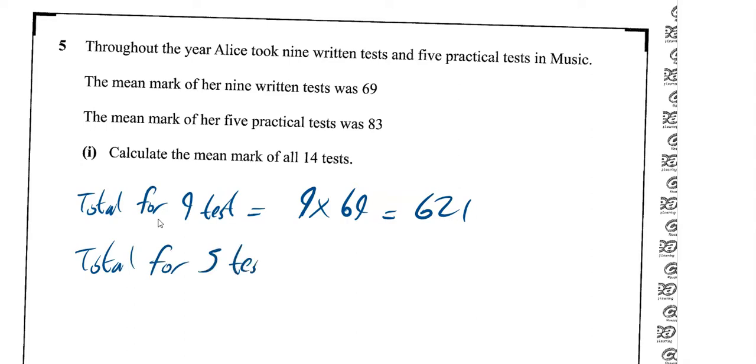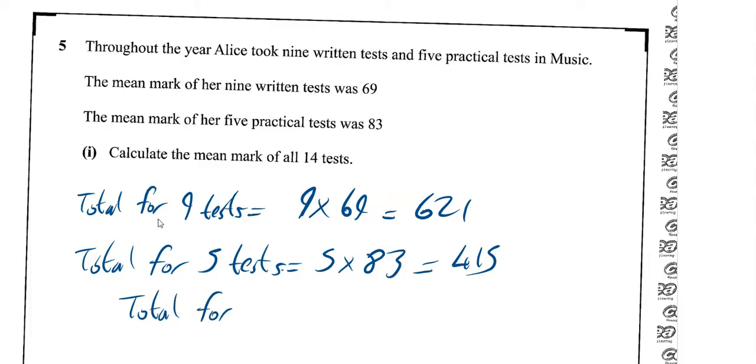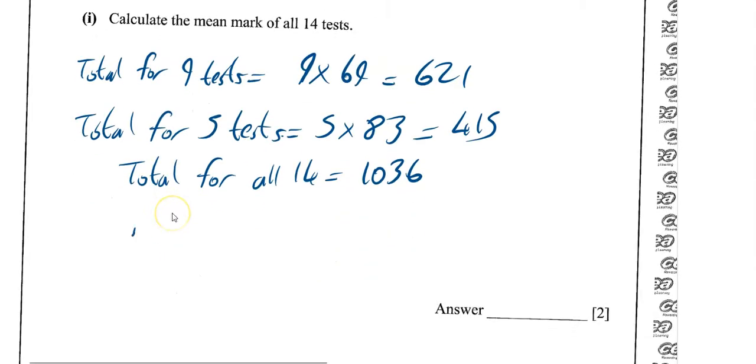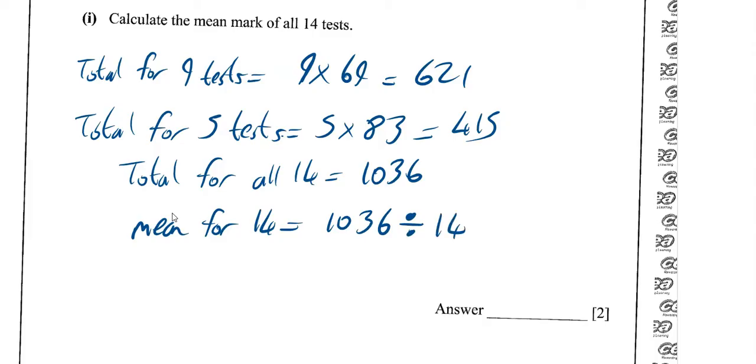The total for the 5 practical tests is going to be equal to 5 times 83, whatever that works out to be, 415. So the total for all 14 is going to be 415 plus the 621, which works out to be 1036. So the mean for all 14 is going to be 1036 divided by 14, which works out very nicely to be 74.